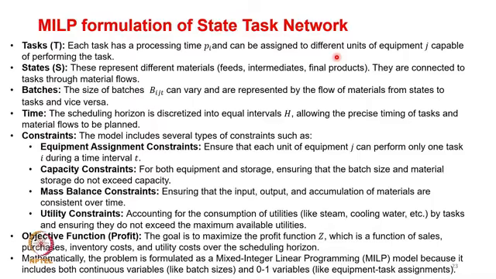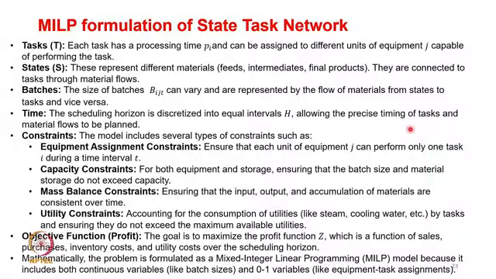So now, how to solve this problem in a state task network optimization formulation. So look at the case. We have tasks T, and each task has a processing time P, which is assigned to different equipment J capable of performing that task. Then you have states S. Okay, it could be different materials, intermediates or products. They are connected through material flows, and you have multiple batches, and the size of the batches is B_ijt, which varies and is represented by the flow of material and time.